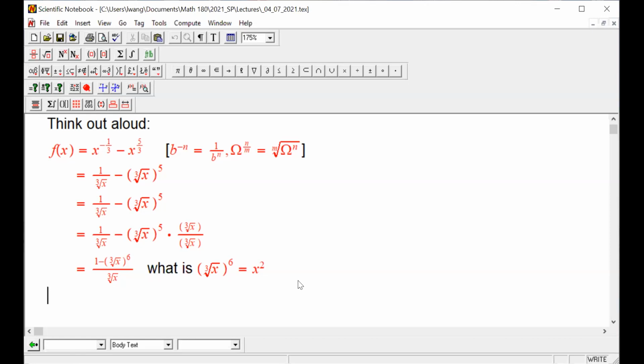Yeah? That is just x squared, isn't it? Because it is equal to x, root 3 of x, right? So let me give you just a few more steps. x raised to the power 6, right? And that's going to be x raised to the power of 6 over 3, and that's x squared. So in the end, what do we get?